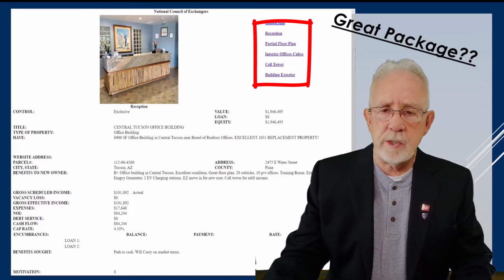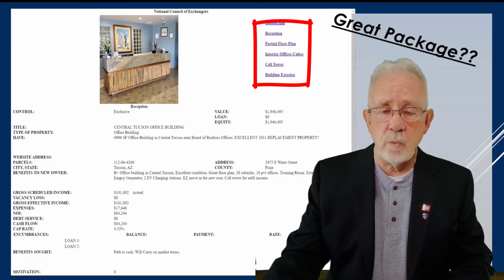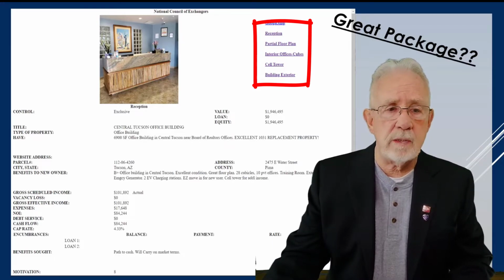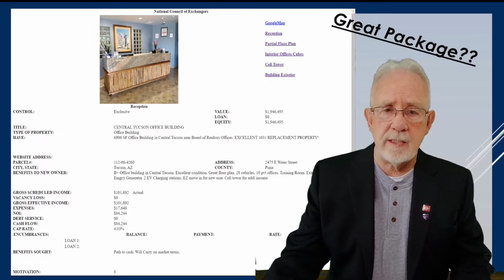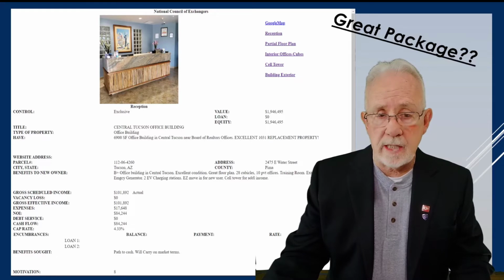In fact, on these packages, you can probably have 15 or 20 links of different types: PDFs, JPEGs, PNGs, Word documents, Excel documents. You can have all of that in these packages. One thing I like about this package, it has actual income.